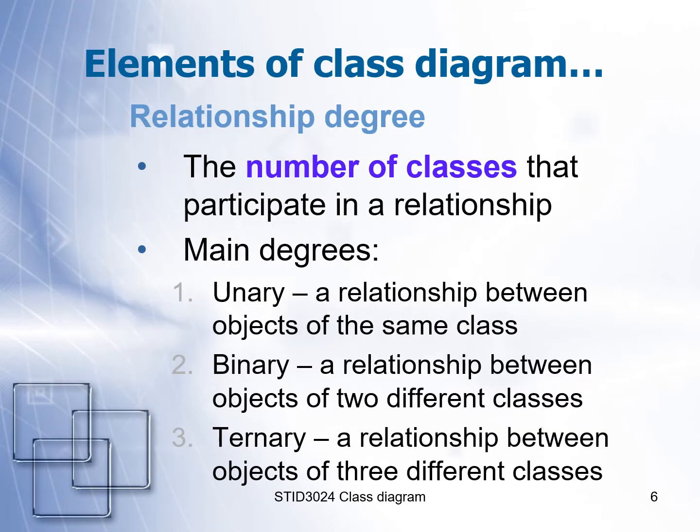When you have the relationship, sometimes you want to show the degree of the class diagram. Degree means the number of classes involved. There are three types that you can represent in your class diagram. One is unary, a relationship between objects of the same class. Or you can show the degree in terms of binary, where there are two classes involved in the relationship. And the third one is ternary, which means you want to show a relationship between objects of three different classes.